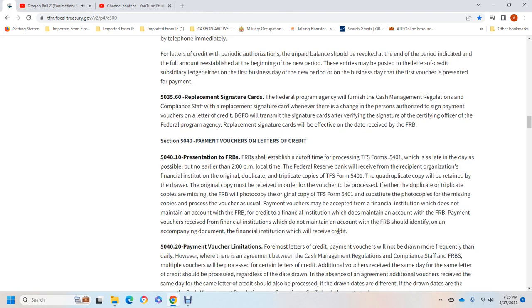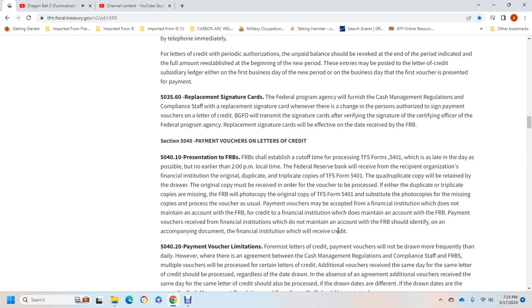5040, payment vouchers of letter of credit. 504010, presentation to the Federal Reserve Bank. The Federal Reserve Bank sets the cutoff time for presenting the form 5401, which is no later than 2 p.m. local time of the Federal Reserve Bank. The recipient organization or financial institution presents the original, duplicate, and triplicate copies of the form F5401; the quadruplicate copy may be retained by the drawer. The original copy is needed in order for the voucher to be processed.